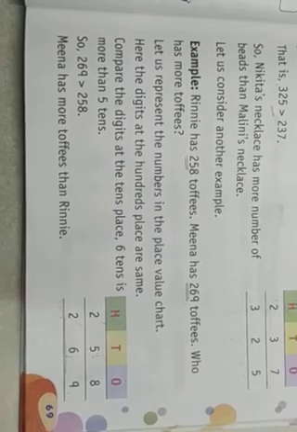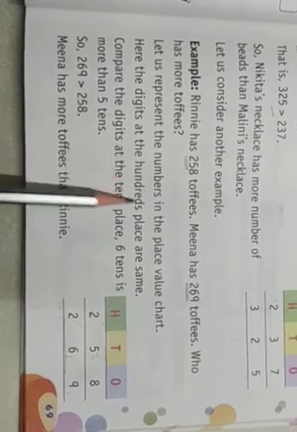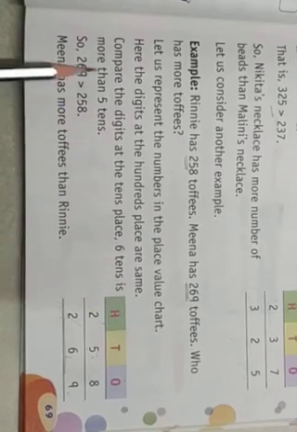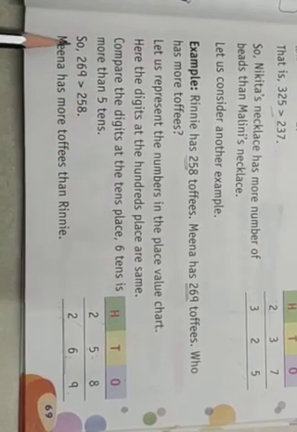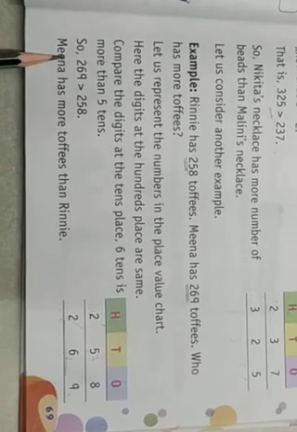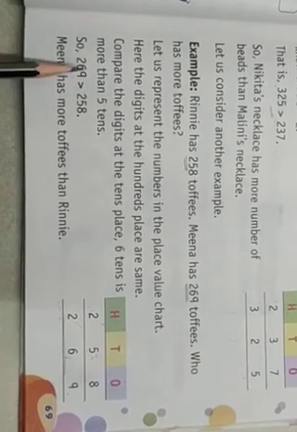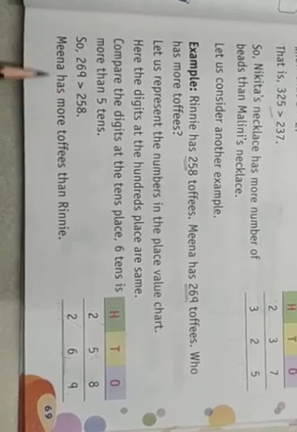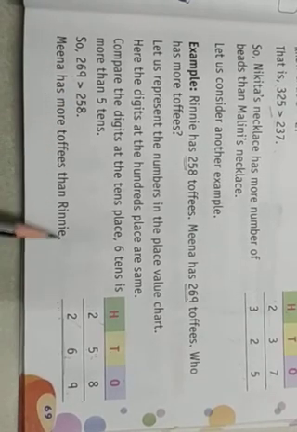So here the digits at the 100 place are the same. Compare the digit at the tens place, that is 6 is more than 5 tens. So 269 is greater than 258. Meena has more toffees than Rini. That's the statement.